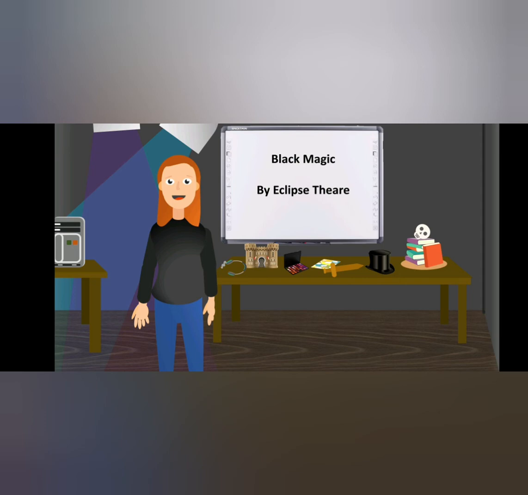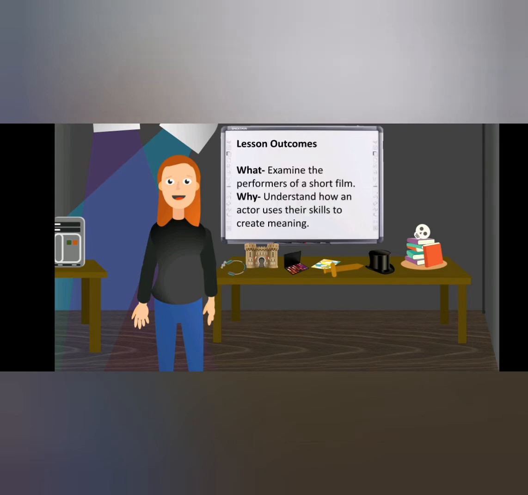Today we're going to be looking at a film called Black Magic by Eclipse Theatre. Lesson outcomes. What? Examine the performance of a short film. Why? To understand how an actor uses their skills to create meaning.